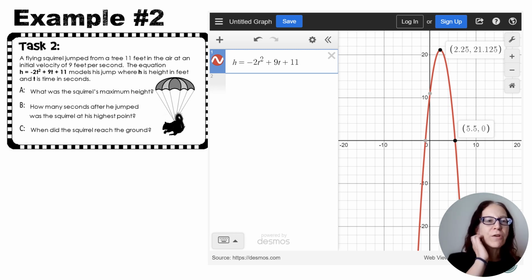So a flying squirrel jumped from a tree 11 feet in the air at an initial velocity of 9 feet per second. The equation h equals negative 2t squared plus 9t plus 11 models his jump, where h is the height in feet and t is the time in seconds. So the whole premise of the problem is the same as the one we just looked at, except instead of your nephew throwing a toy, now it's a squirrel flying from a tree, okay?